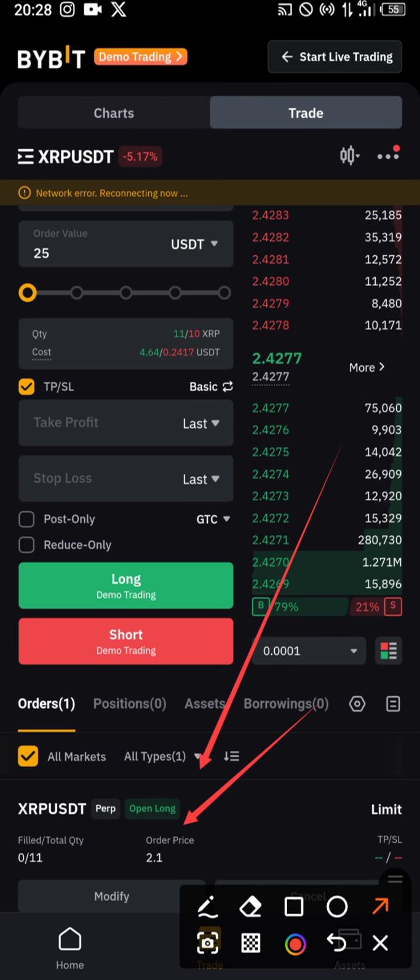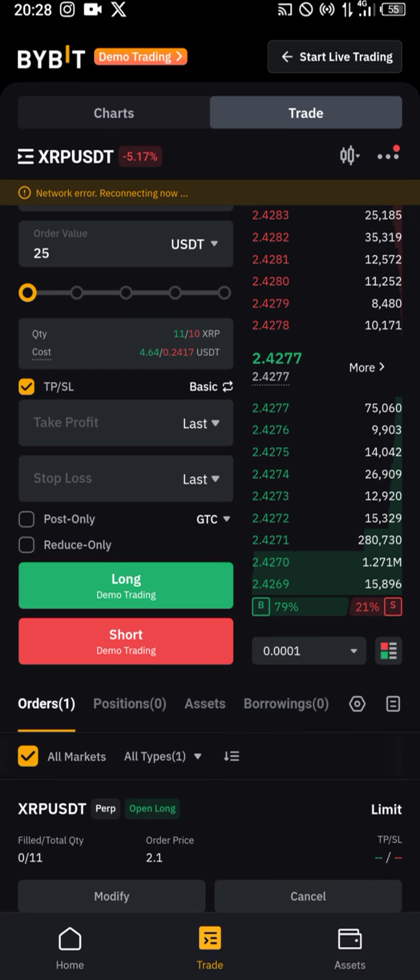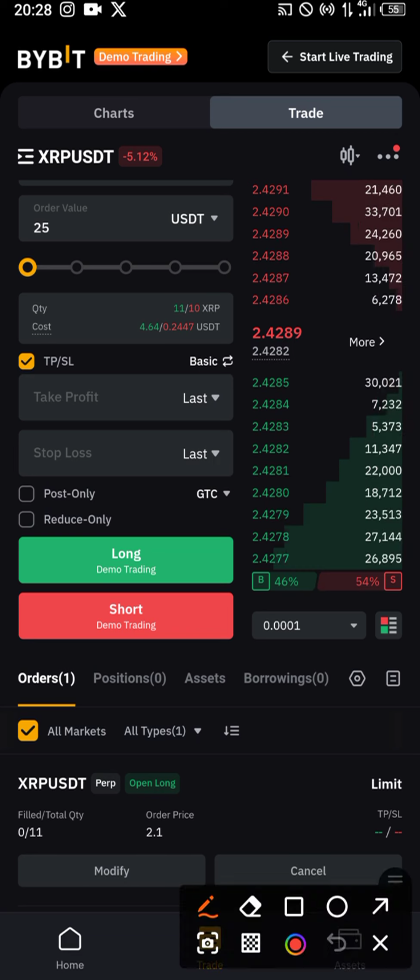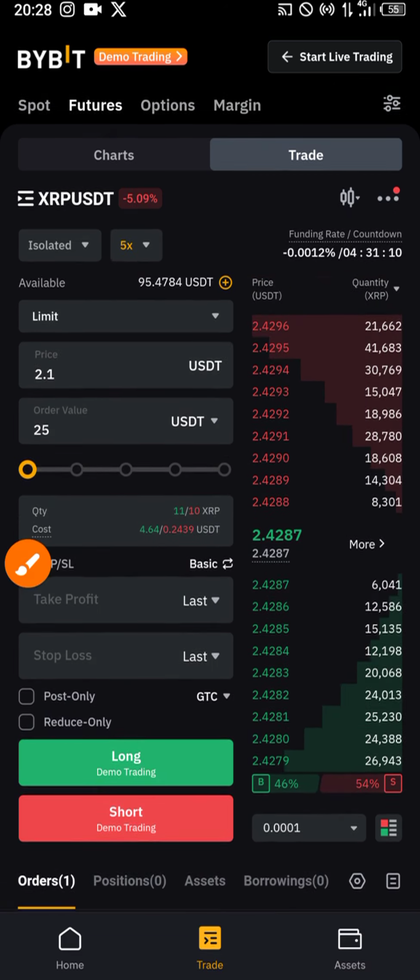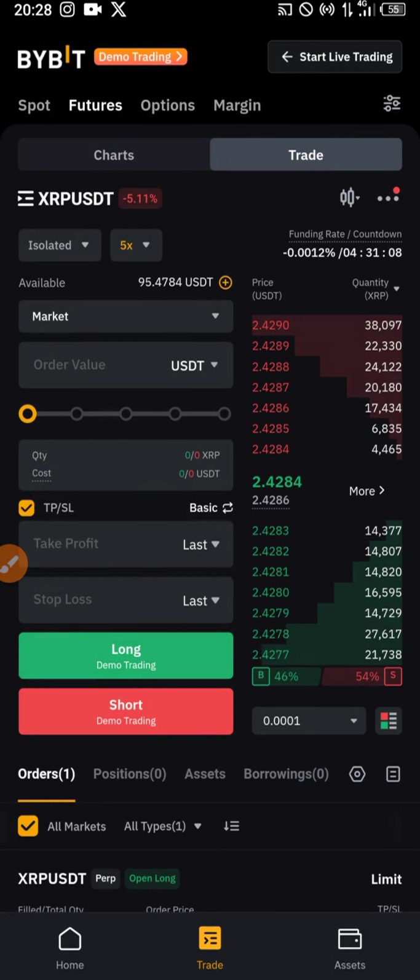Now, Bybit will charge me a lower fee. What is this lower fee called? It is called a maker fee. Why? Because I add liquidity to the market. But when I place a trade using a market order, Bybit is going to charge me a taker fee.